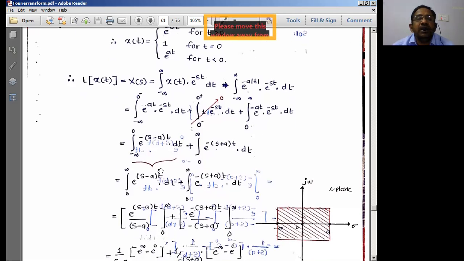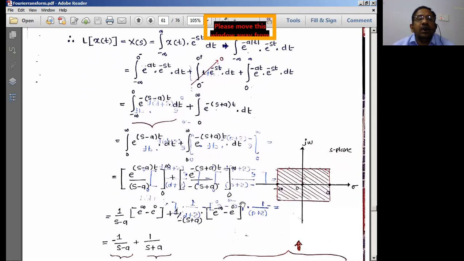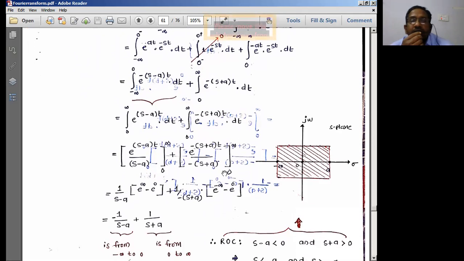Just simply solve this equation now. Taking minus common, I'll write s minus a of t. And plus, I can just take minus common, s plus a of t I can write. Okay. So here I can find these limits. This limit is for minus infinity to 0. This limit is going to be 0 to infinity. So this we have to keep in mind.